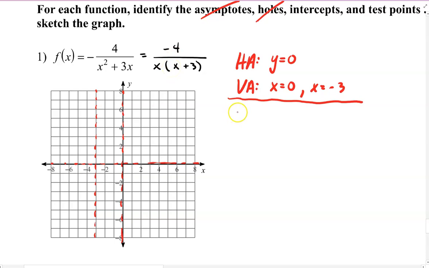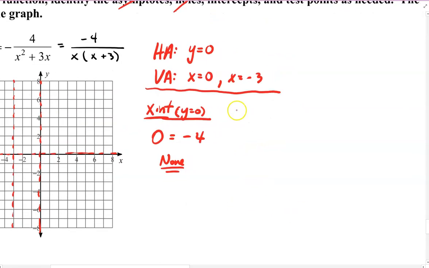So let's talk about x-intercepts. Now this is going to be kind of interesting because we have a horizontal asymptote at y equals 0. There might not be any x-intercepts. If we were to find any x-intercepts, those would occur when y is equal to 0. And if we were to set the equation equal to 0, we only have to worry about the numerator. When does 0 equal negative 4? Well, that's not possible. 0 does not equal negative 4, so there are no x-intercepts.